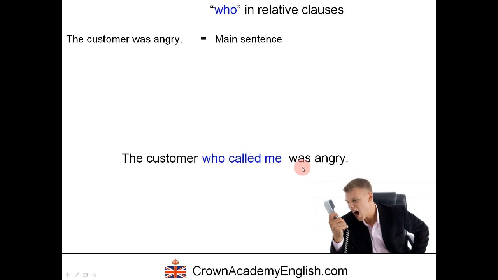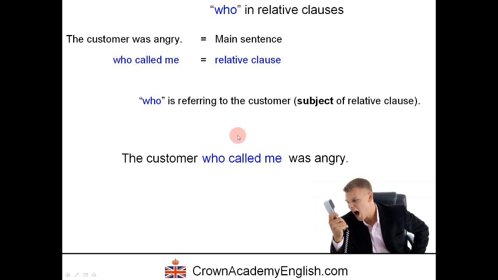The customer who called me was angry. Who called me is the relative clause. And within the relative clause, the word who is referring to the customer, and it is the subject of the relative clause. So who is referring to the customer, and who is the subject of this. So the customer is also the subject. So we have the subject, verb, and the object of the relative clause.